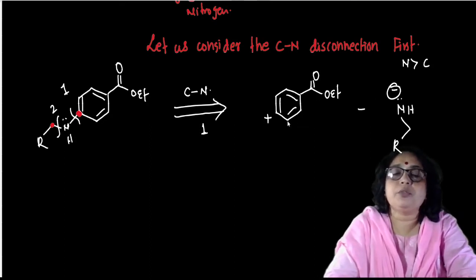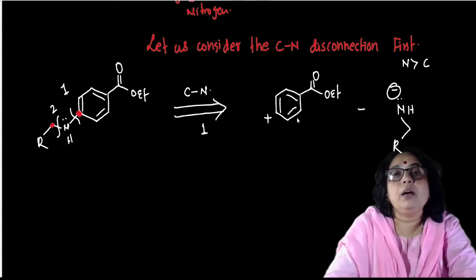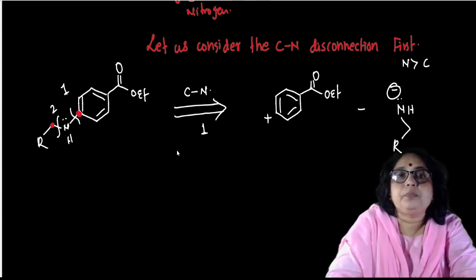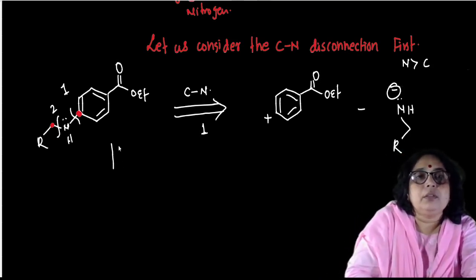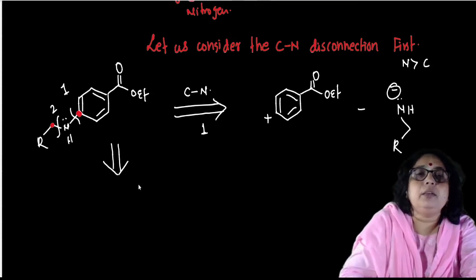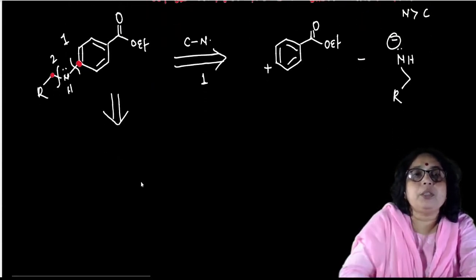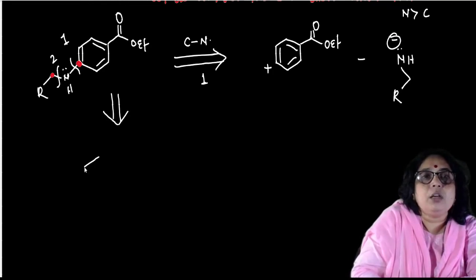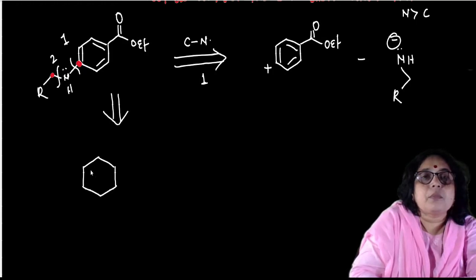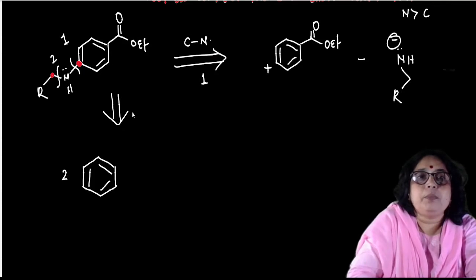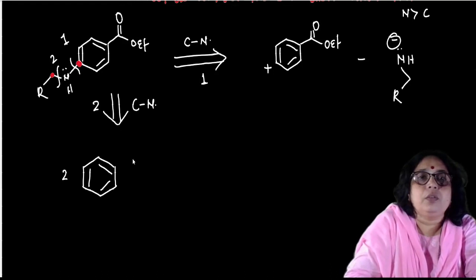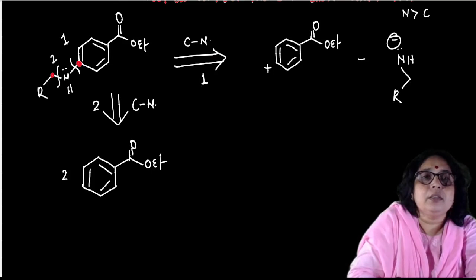And positive charge will remain at the aromatic ring. All right. And what will be the second possibility? Second possibility will give you a synthon. This is the second possibility. CN disconnection. All right. So ester will remain like this.